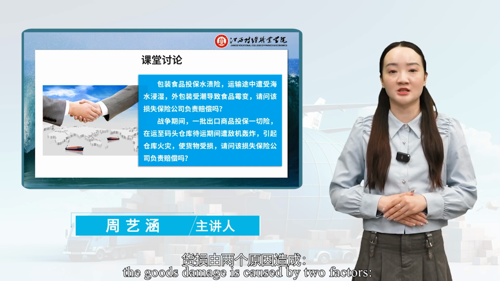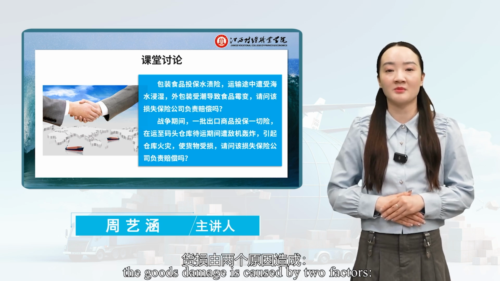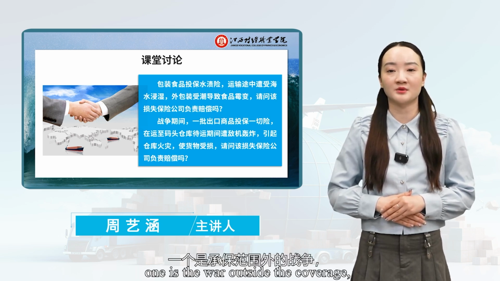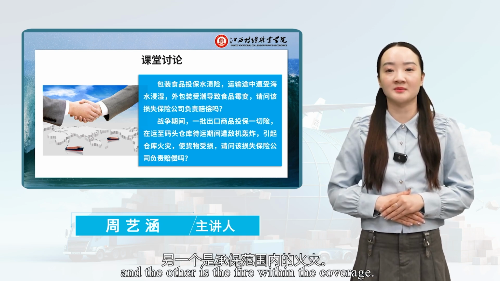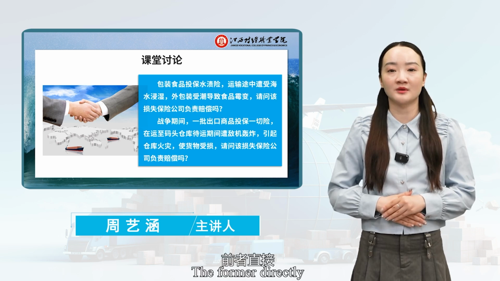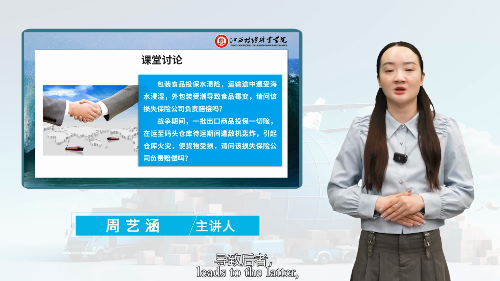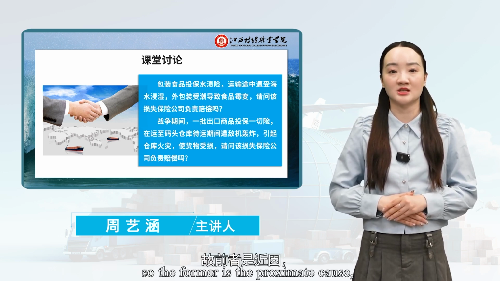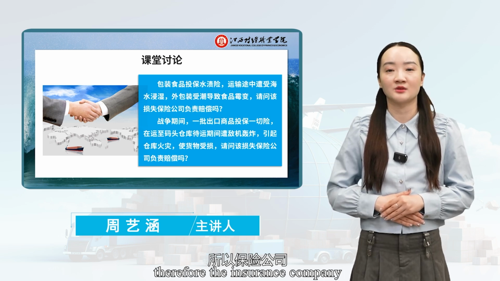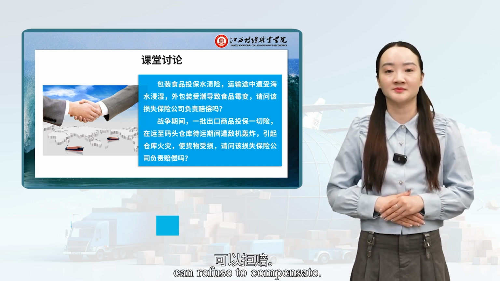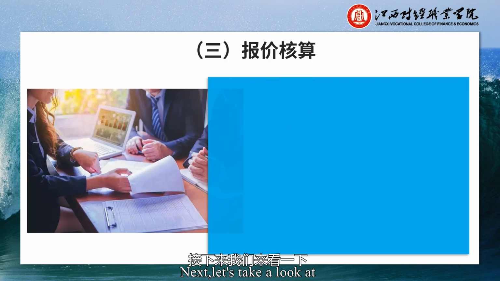In this case, the goods damage is caused by two factors. One is the war outside the coverage, and the other is the fire within the coverage. The former directly leads to the latter, so the former is the proximate cause, and it is not within the coverage. Therefore, the insurance company can refuse to compensate. Next, let's take a look at the relevant formulas.